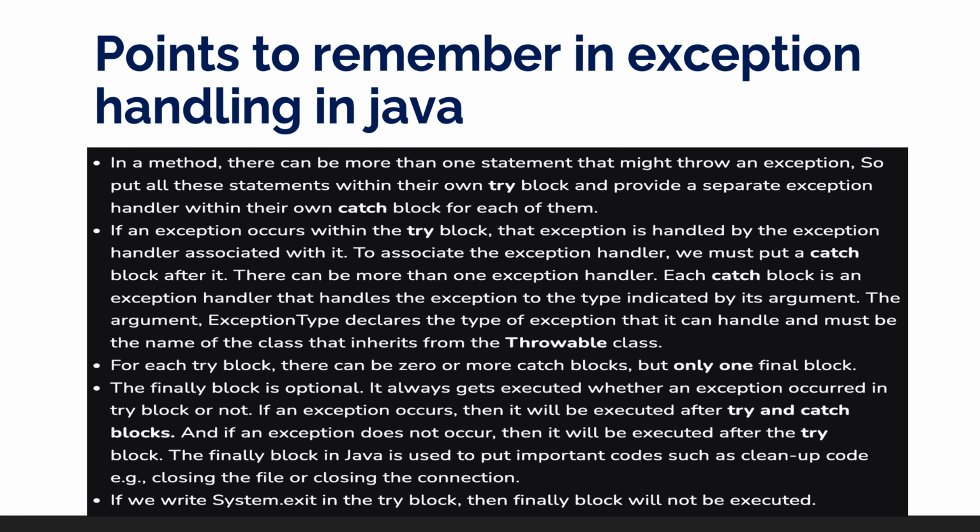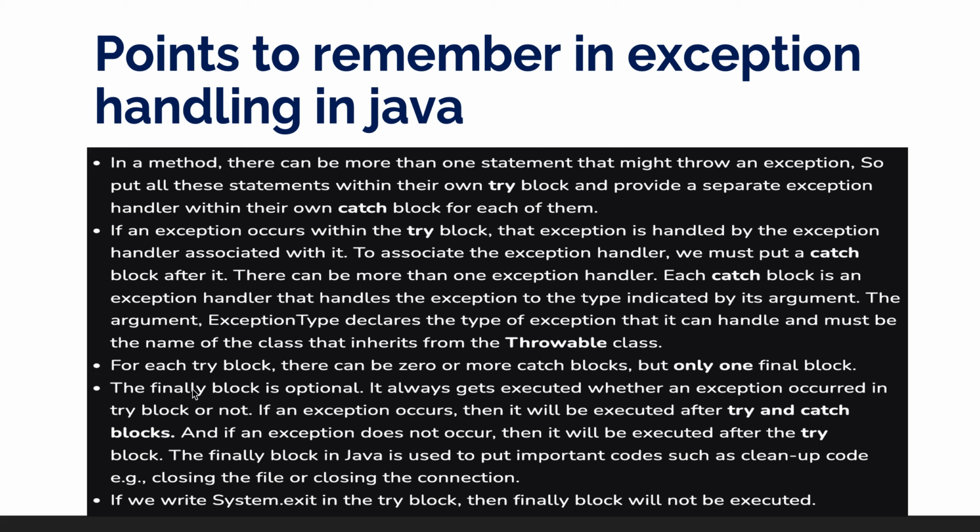The next point to remember is that if an exception occurs within the try block, that exception is handled by the exception handler associated with it. Means if it is throwing an arithmetic exception, the catch block that we have written to handle the arithmetic exception is the only one that will execute. It is not going to execute another catch block. And we have also seen that all the exceptions or errors that might occur in the program belong to the class called Throwable. This is another important point.